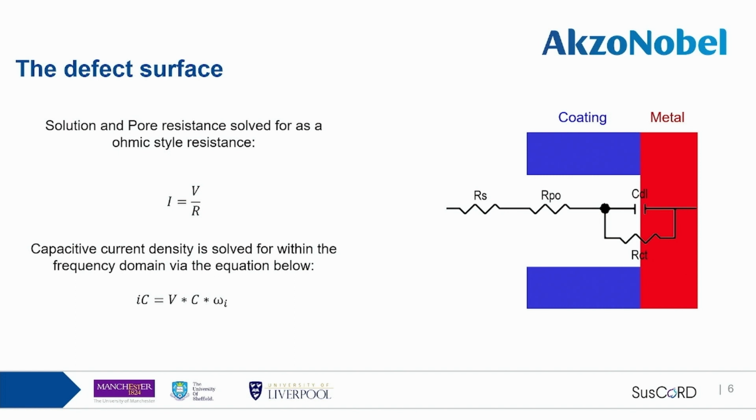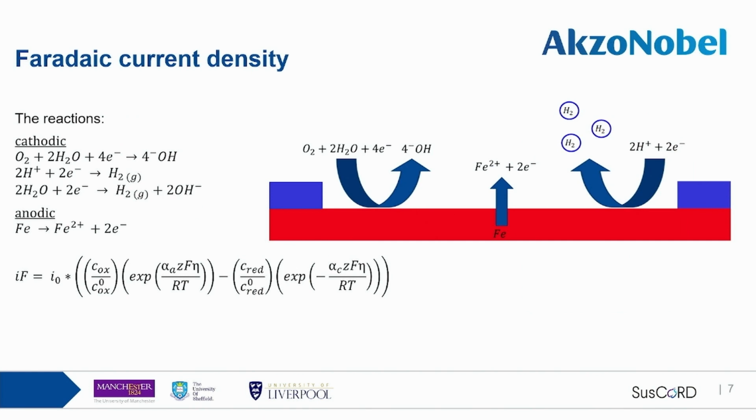Now, the capacitive current density is solved using the equation shown below. The model operates in the frequency domain, which is why the equation may look a tad strange. Now, the more computationally expensive part of the model is solving for the Faradaic current density, specifically the corrosion processes on the surface of the metal. I'm accounting for 3 cathodic reactions and 1 anodic reaction. The anodic being straightforward ion dissolution into solution, and with the cathodic reactions present being the oxygen reduction reaction, hydrogen evolution, and water splitting.